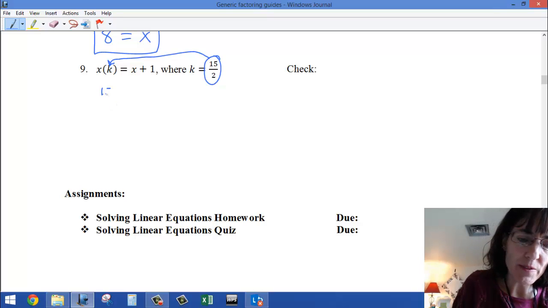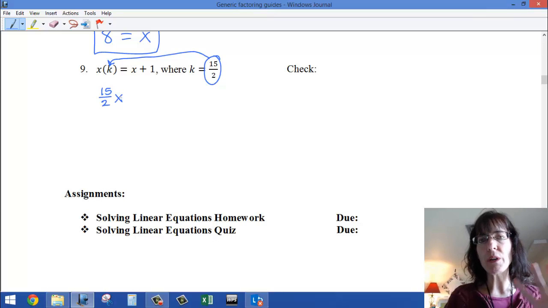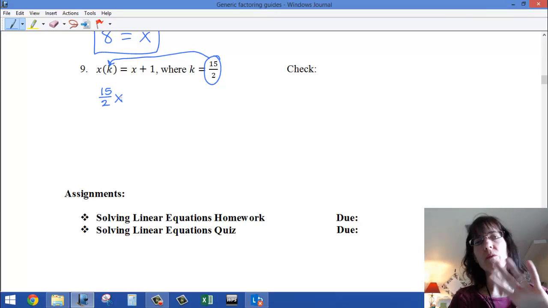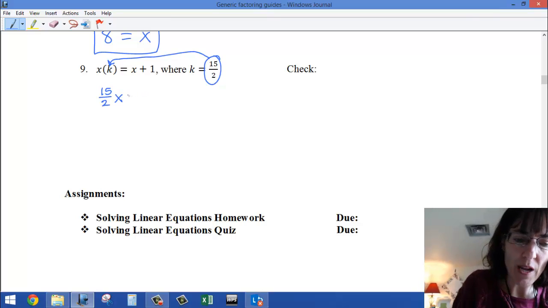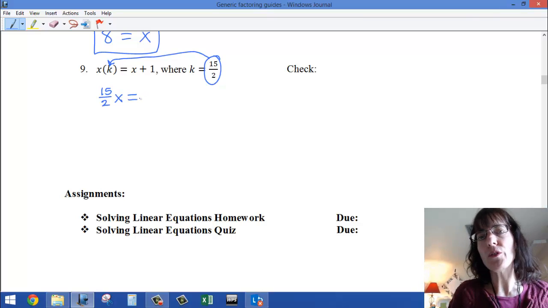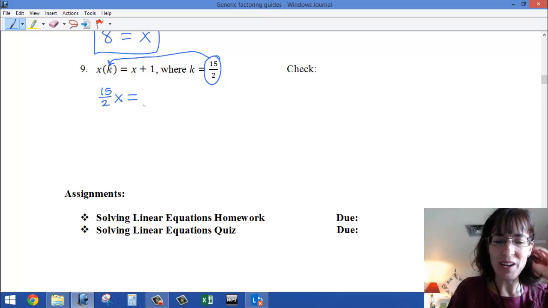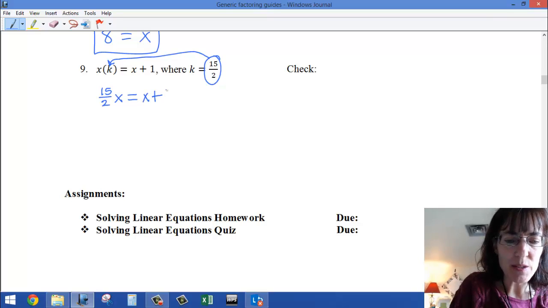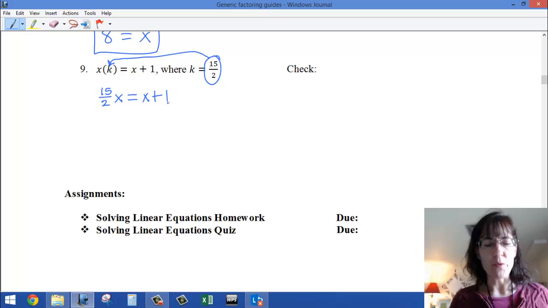So I have 15 halves x, and I'm going to put the 15 halves first because I'm used to seeing a number part in front of a variable. So I'll write it that way. And you can multiply in any order, so I haven't broken any rules by doing that. And then I have x plus 1 on the right hand side.